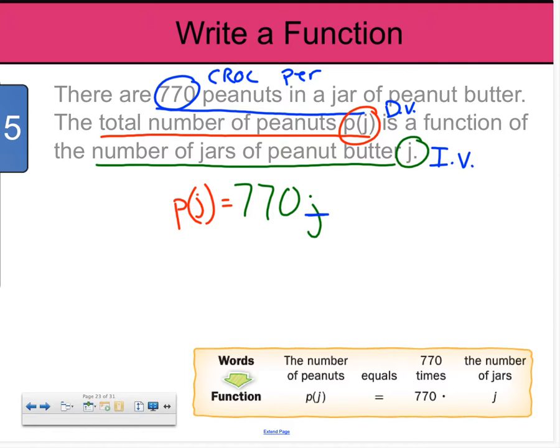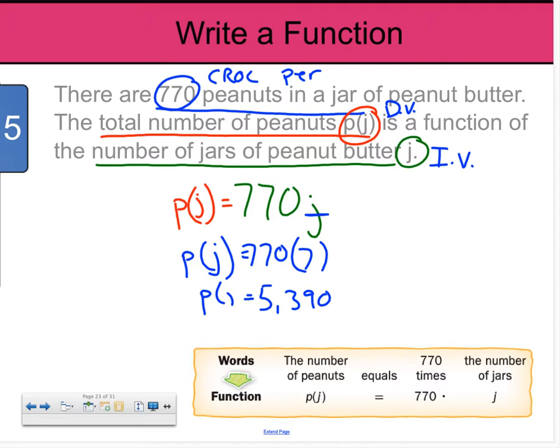Let's talk a little bit about what we can do with this function. Well, they said in the problem that they want to know how many total peanuts are in 7 jars. So now we simply substitute 7 instead of J. And 770 times 7 gets us 5,390. So we know that there are 5,390 total peanuts in 7 jars of peanut butter. And you could do that for any value. You would substitute it in.